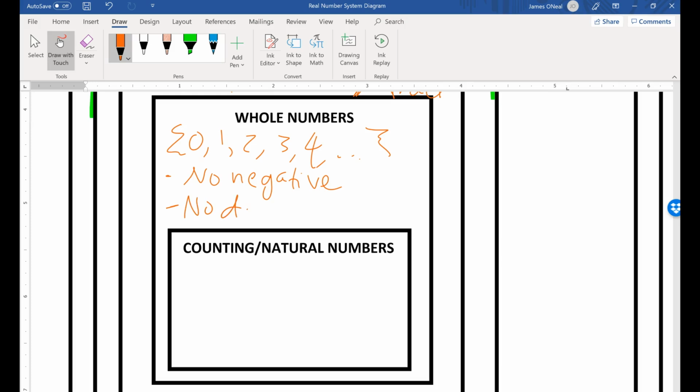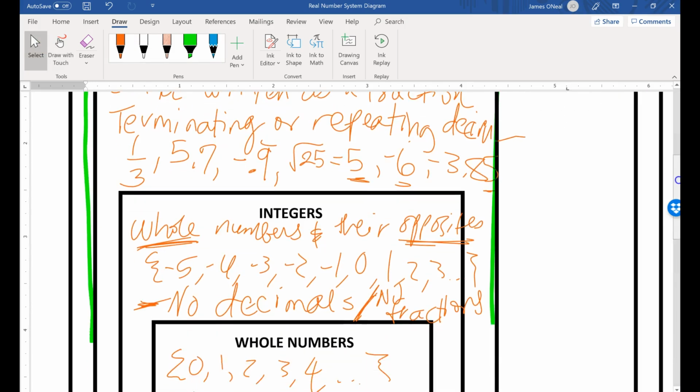No decimals or fractions. But again, all these numbers are what? Integers, because integers are numbers written as a fraction or terminating. All these numbers terminate. 0 terminates. It stops at 0. 1 terminates. 2 terminates. 3. So they are all integers, but these type of numbers are integers and whole numbers, and they are also, watch the box, they're also integers.